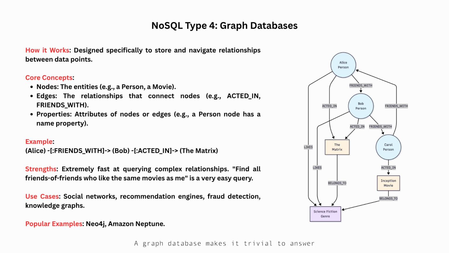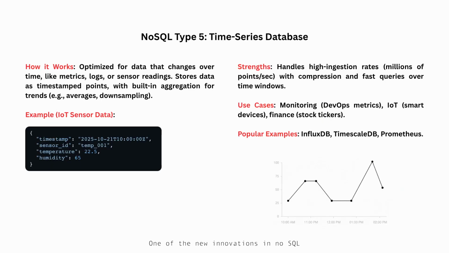A graph database makes it trivial to answer questions like, find me all the people who are friends with my friends but aren't my friends yet. Doing that with joins in a SQL database would be an absolute nightmare. This power makes them a go-to choice for recommendation engines, fraud detection by tracking relationships between accounts, and complex social networks.